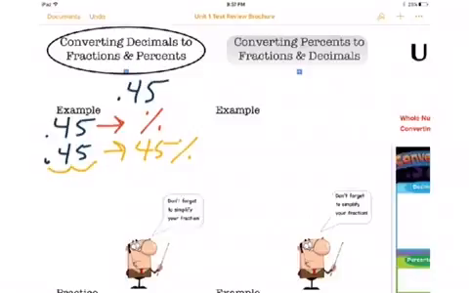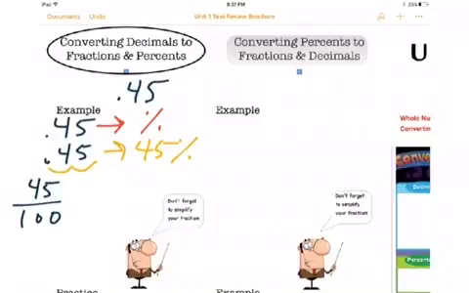Now what if we need to turn this decimal into a fraction? That means we need a numerator and we need a denominator. We need a number on top and a number on bottom. So 45 hundredths, I'm saying this out loud, but it's 45 in the hundredths place. I have 45 out of 100. So I can take away the decimal point and I can put 45 over 100. And now I've written this as a fraction.